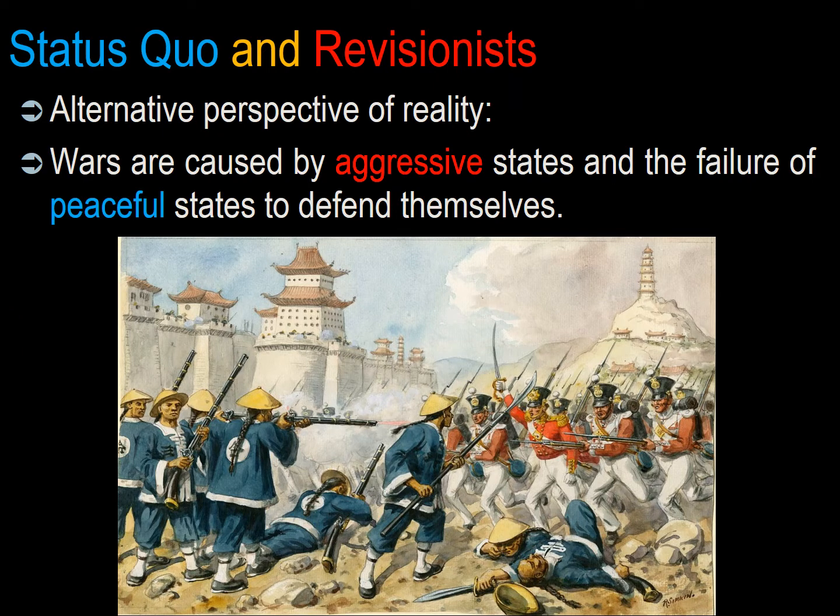There is an alternative perspective of reality in international relations. Some believe that war is not the result of mutual insecurity, but that wars are caused by aggressive states and the failure of status quo states to defend themselves, or at least to deter the threat. Here you can see Qing Dynasty Manchu troops fighting the English, probably during the English advance on Beijing at the turn of the 19th century.